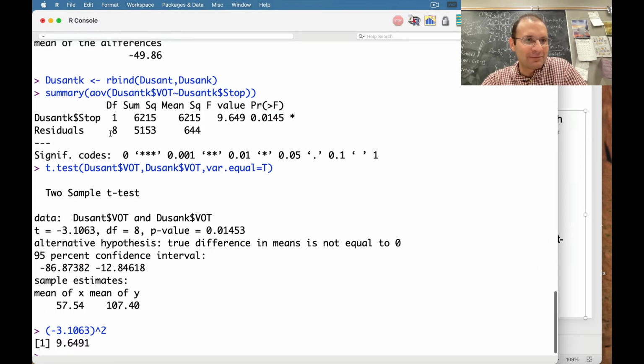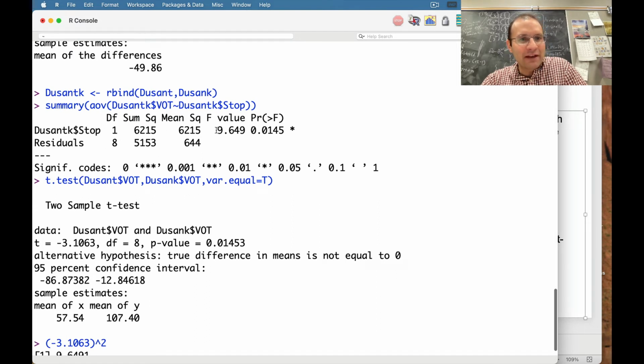So just to go back and make this clear, we get this F value, this 9.649, by comparing the mean square for my treatment effects to the mean square for my residual. So this is a ratio. 9.649 is 6,215 divided by 644, right? We're hoping that those aren't going to be equal to each other, that we're going to get more variance in the predicted mean square than we get in the error or residual mean square. So we don't want those to be equal to get a significant effect.